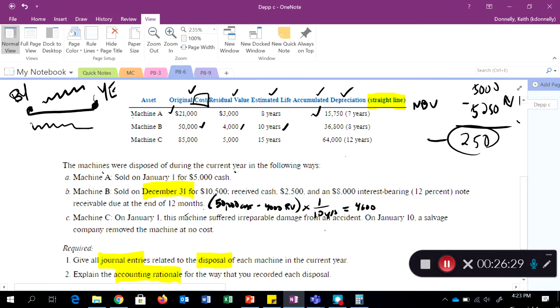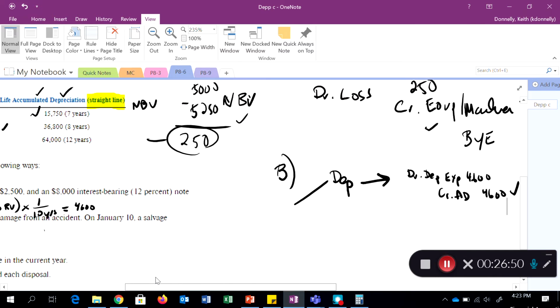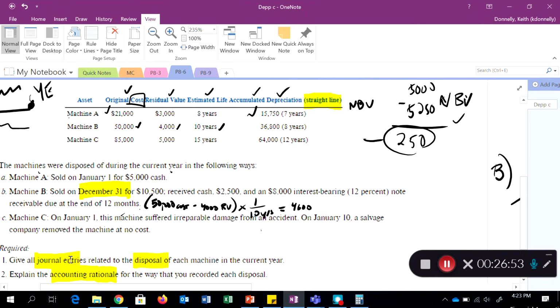Now what we have to do is make the journal entry for that. That's step 1. Debit depreciation expense for $4,600, credit accumulated depreciation for $4,600. But check it out, we just increased our accumulated depreciation. So what that means is we in turn have to increase this guy here by $4,600.